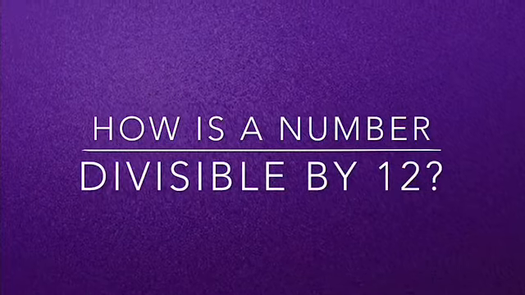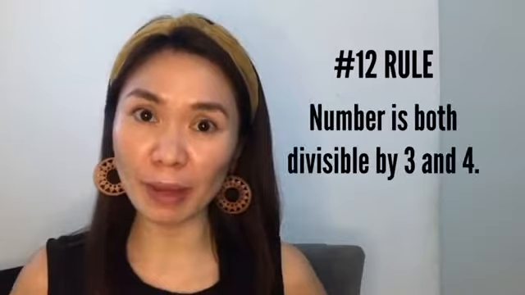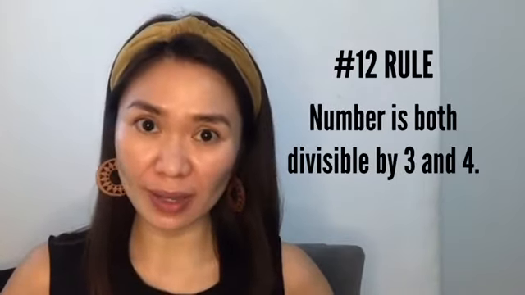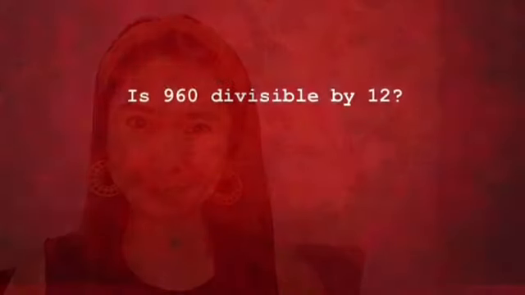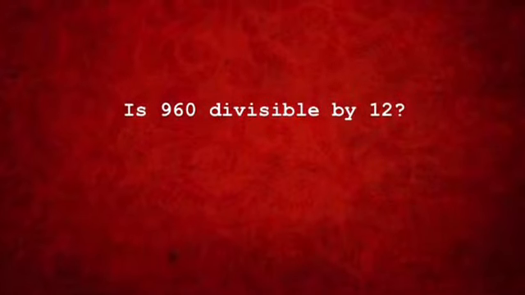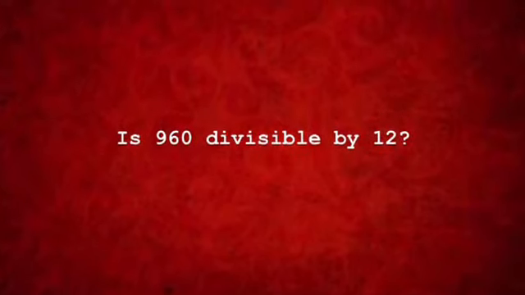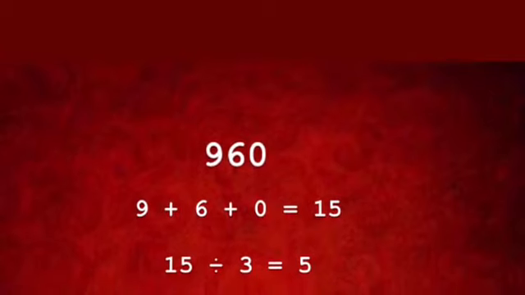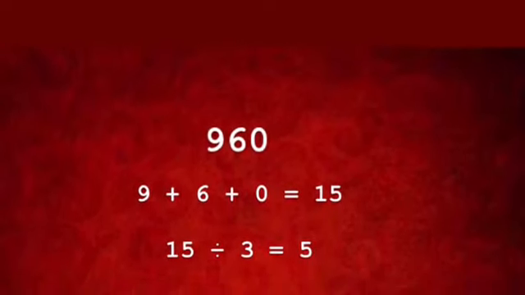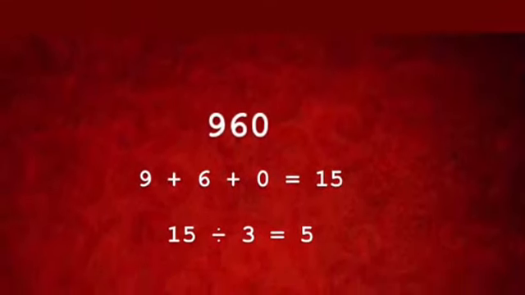How would you know if a number is divisible by 12? And then lastly, if a number is both divisible by 3 and 4, then it is also divisible by 12. Here's an example. The given number is 960. To pass the number 3 rule, let's check if the sum of its digits is divisible by 3. In this case, 9 plus 6 plus 0 is equal to 15.